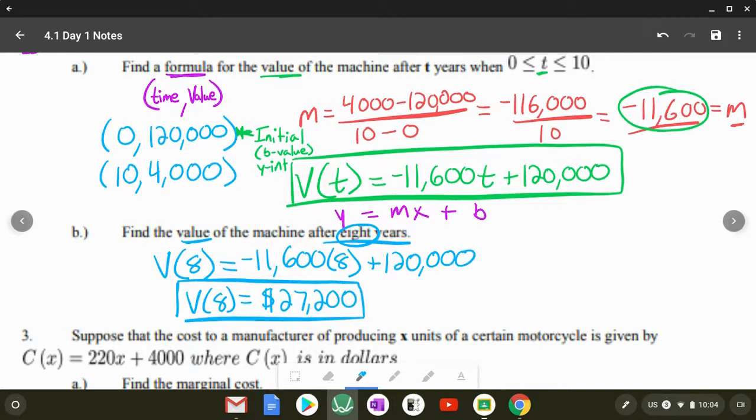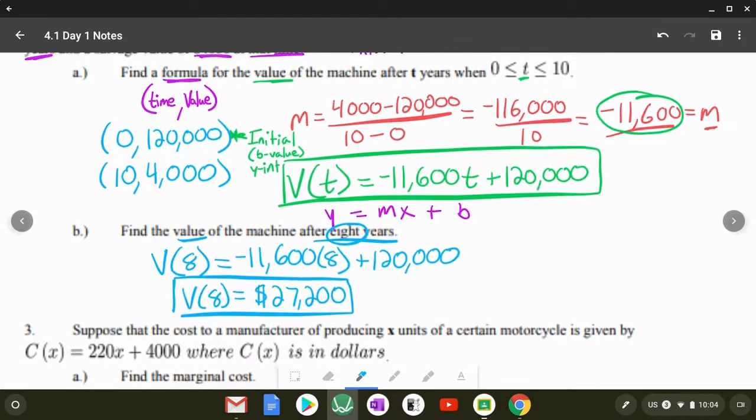Which again makes sense, because if we just went 2 more years, that would be 10 years. Then we would lose another $23,200, which would put us at our $4,000 value after 10 years. Okay.